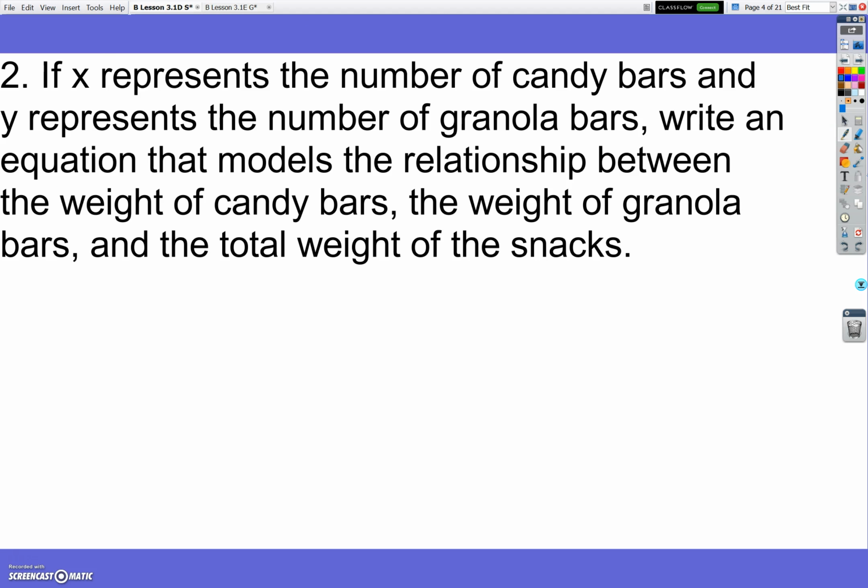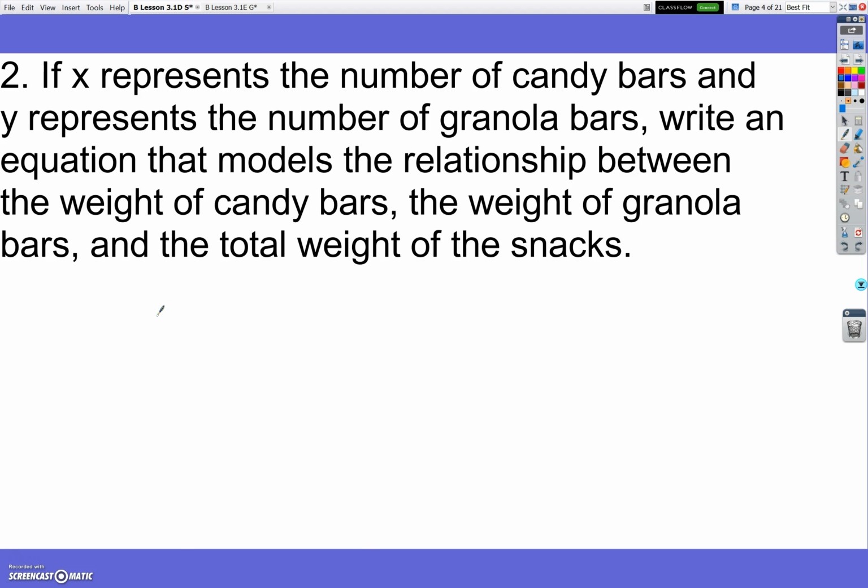Alright, now it says if X represents the number of candy bars and Y represents the number of granola bars, write an equation that models the relationship between the weight of candy bars and the weight of granola bars and the total weight of snacks. So what it's saying is write an equation. Now this is going to be your first example of an equation written in standard form, so I want you to take notice of this.